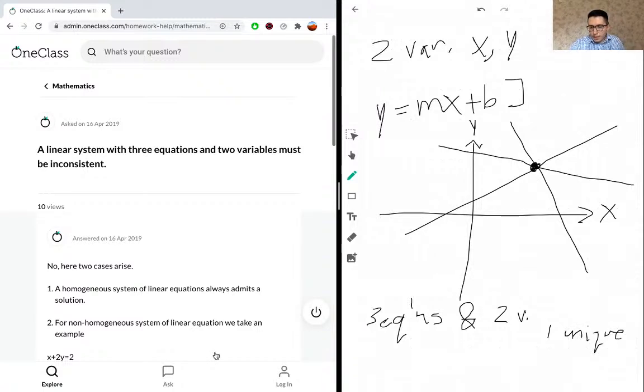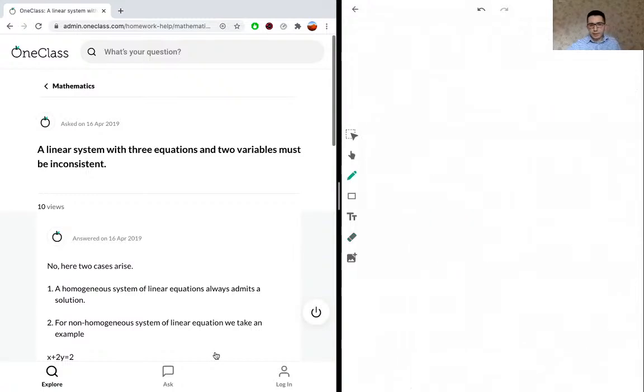So this is just one example of how this statement is incorrect. So we can say right away that this statement is false. This is just one scenario where this statement is not true. And an easy way to think about how to answer a true or false question like this.